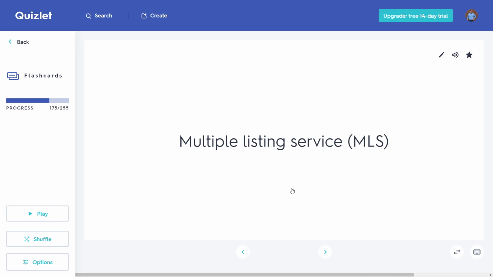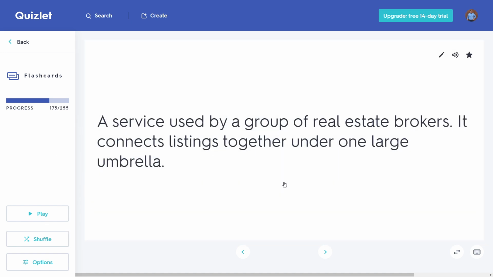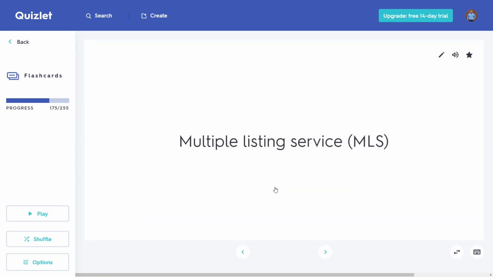Okay, what's the MLS? Well, MLS is a service used by a group of real estate brokers. It's a national service. It connects listings together under one large brokerage, or I'm sorry, one large umbrella. So what's the purpose of this? Well, the purpose of the MLS is so that agents can connect easier and under one specific service.